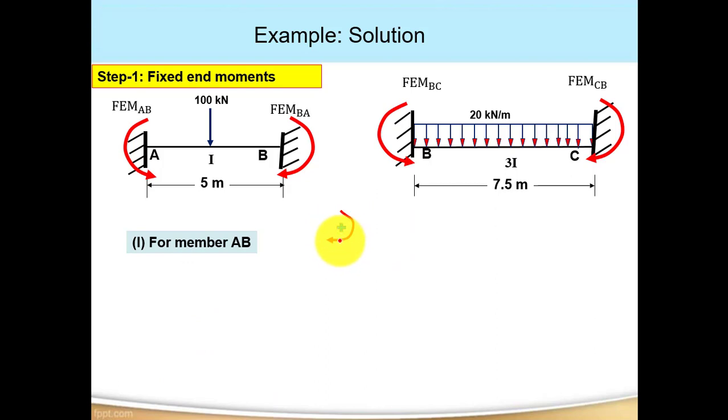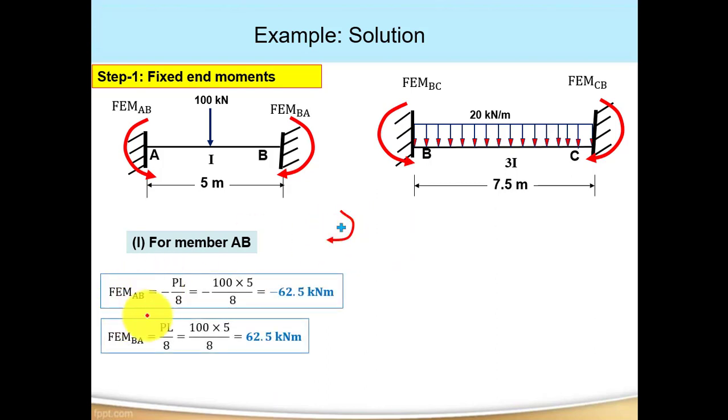Let us assume clockwise is positive. Therefore, fixed end moment for AB equals negative P times the length of the beam divided by 8. P is 100, length is 5. Finally, fixed end moment for AB equals negative 62.5 kN·m. The same for BA, this equals 62.5 kN·m. This is positive because BA is clockwise, while AB is counterclockwise.